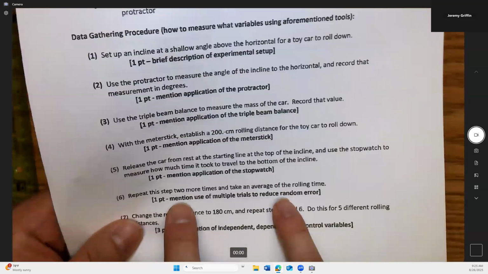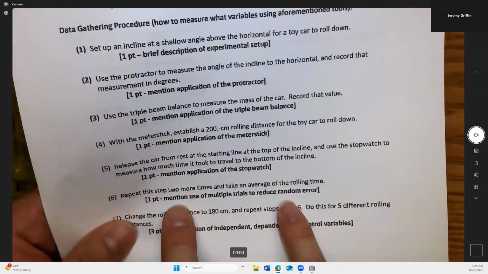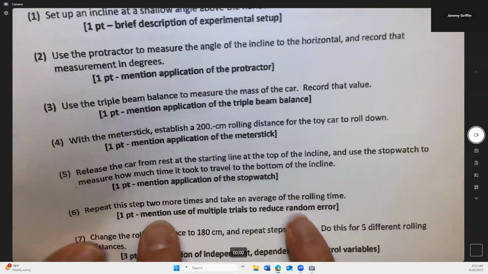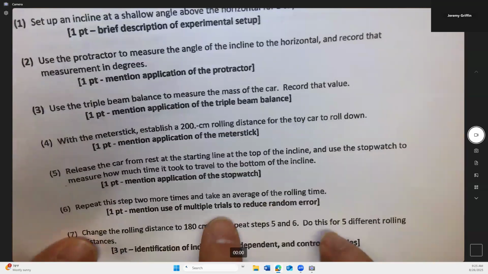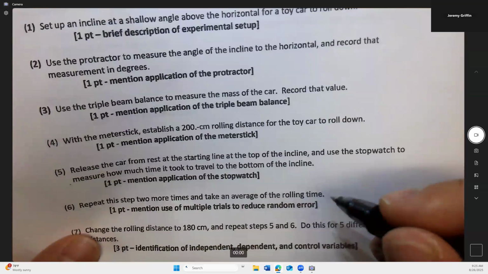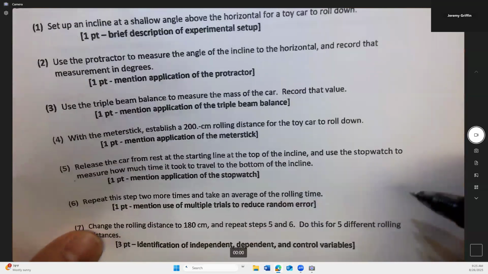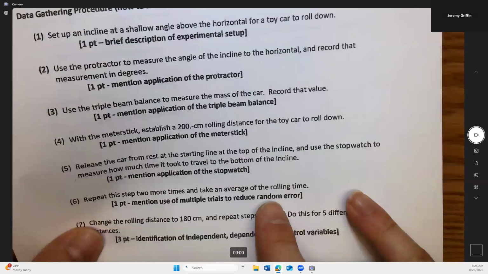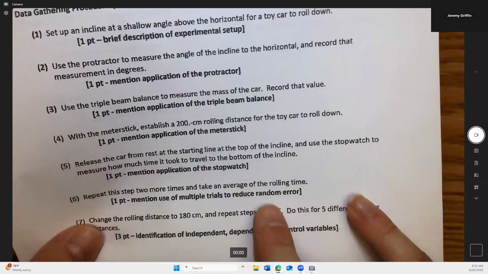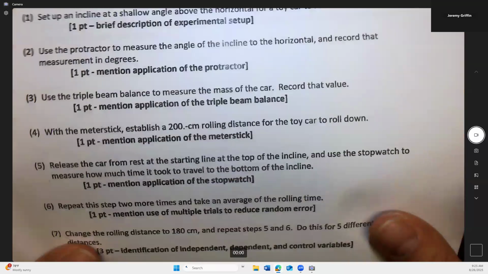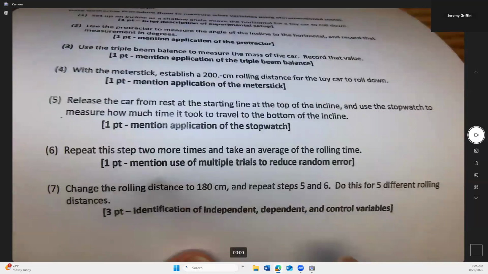Repeat this step 2 more times and take an average of the rolling time. So you guys see where it says 1 point for use of multiple trials to reduce random error. In fact, I might actually want to spell that out. I might want to say to reduce random error or something like that. Because sometimes you're a little fast with the stopwatch, sometimes you're a little slow. That's what random error means. And so if you do multiple trials and take an average, then it sort of gets rid of that random error. Okay, so that's always a point.